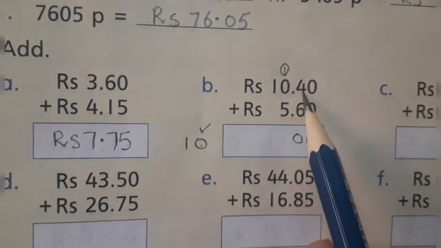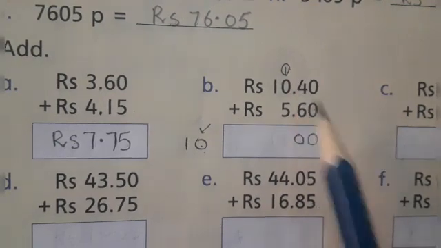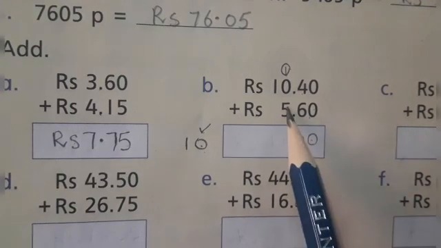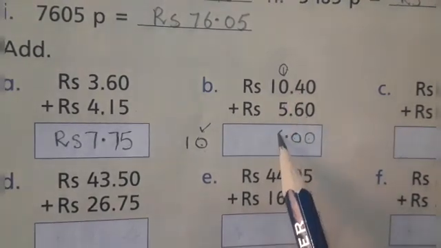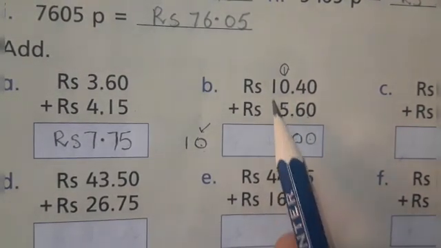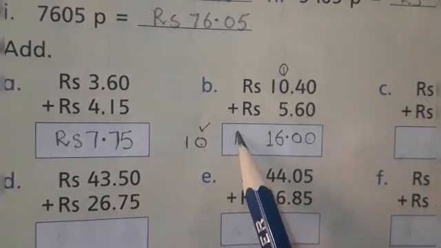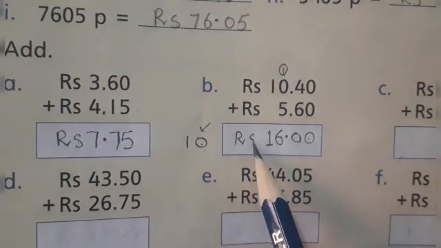Now after two digits there is a point. So after two digits we will put a point. 5 and 1, 6, and 1 will come as it is. So our answer is rupees 16.